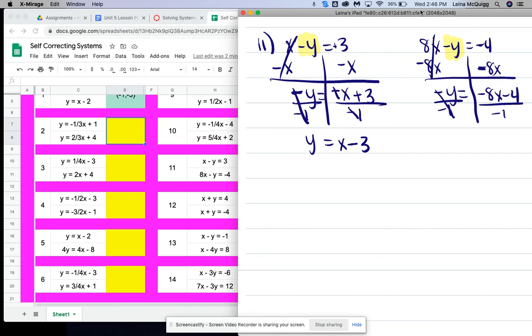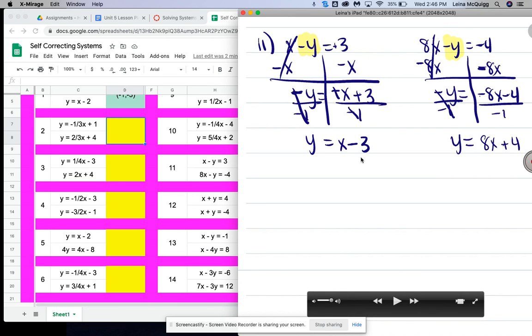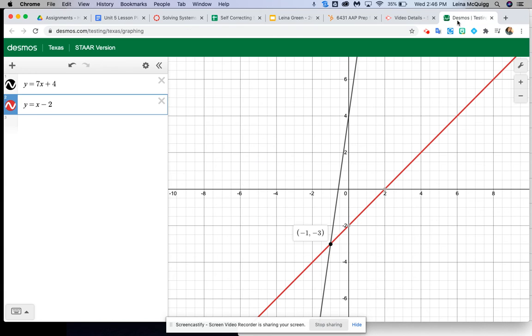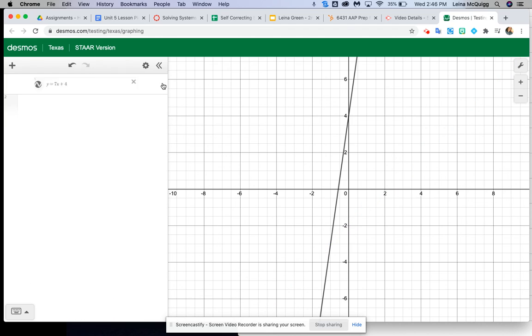So negative divided by negative is just y. Negative divided by negative is positive 8x. Negative divided by negative is positive 4. 4 divided by 1 is just 4. 8 divided by 1 is just 8, right? All right, so my two equations are y equals x minus 3 and y equals 8x plus 4. My goodness.